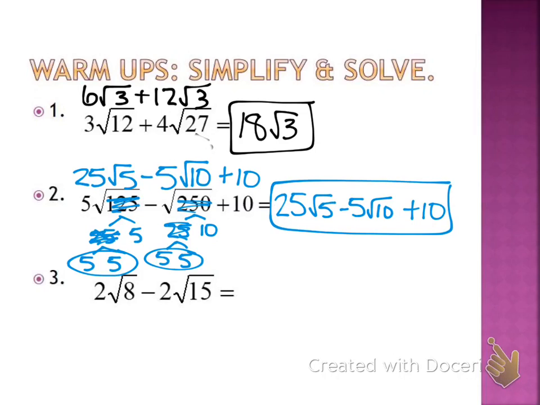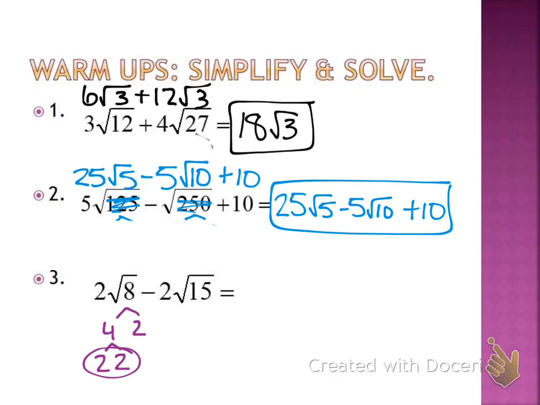All right, on number 3, we have to break down the 8. What will it break into? Okay, the 4 breaks into 2 and 2. What do we have a pair of? 2's. Okay, so we already had a 2 out in front. It's going to get multiplied by another 2 to give us 4 square roots of 2. There's still a lonely 2 that didn't have a friend.